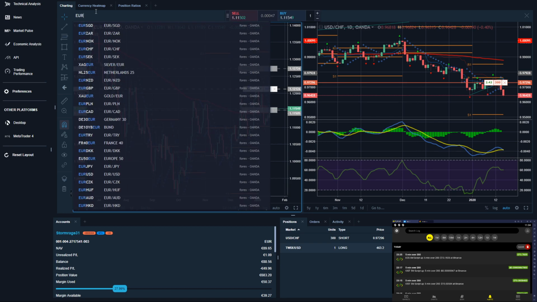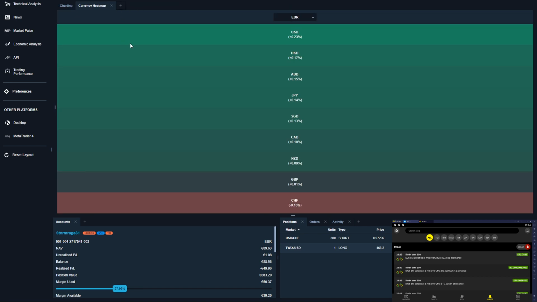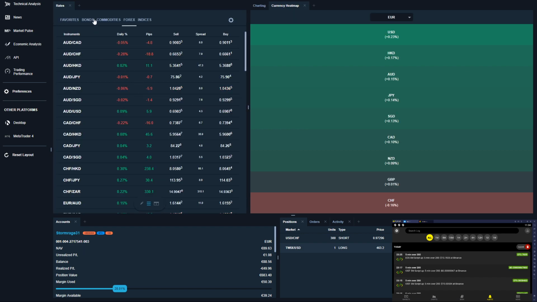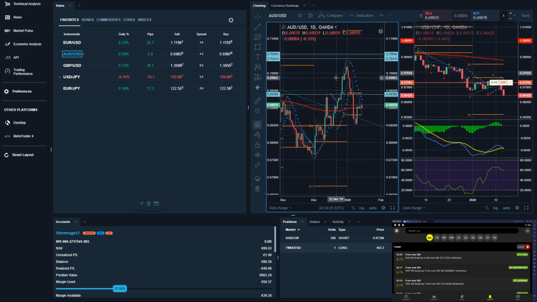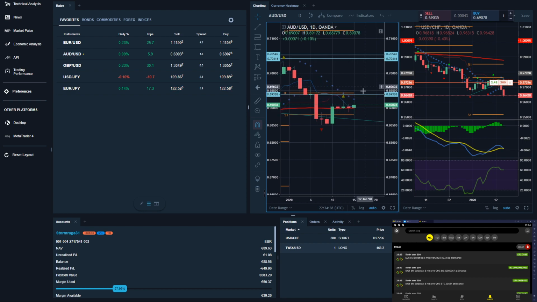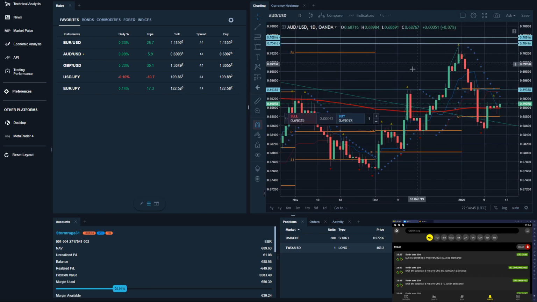Let's go and see Euro. Where were the no currency hitman? Order trades position. Okay, this was here close. So let's see AUD USD charting. So let's remove this also. No dual, just full.